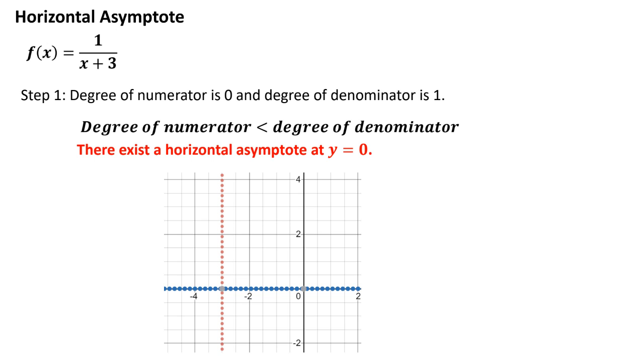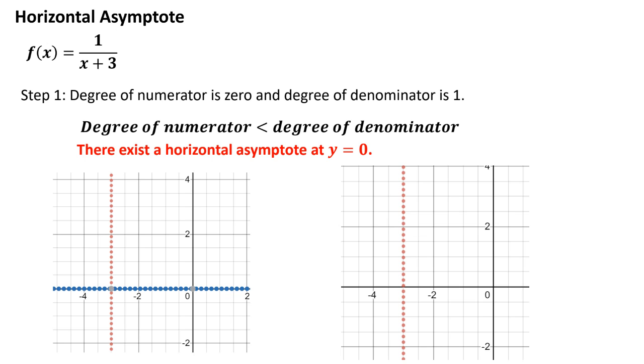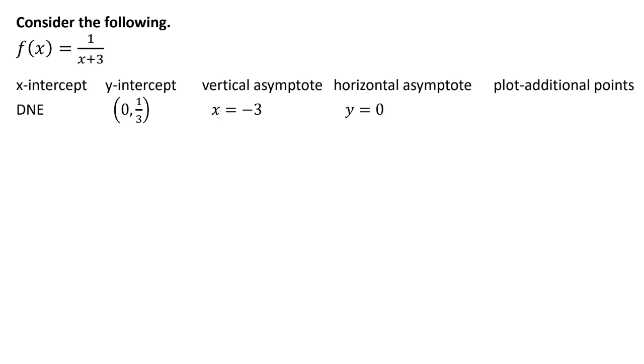And again, these are features that are going to help us better understand our graph or our function. Okay, so let's go ahead and put everything together. We know that we don't have an x-intercept. We have a y-intercept at (0, 1/3), or y equals 1/3. We have a vertical asymptote at x equals -3, and we have a horizontal asymptote at y equals 0. So in order to help us aid with the graph, let's go ahead and plot some additional points.